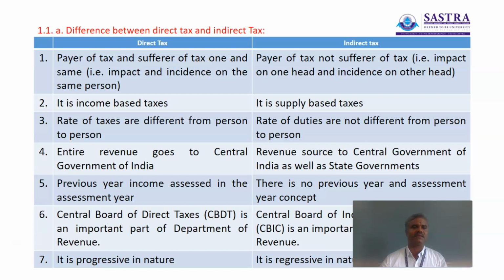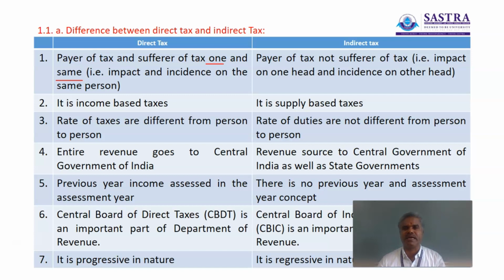In direct tax, the payer of tax and sufferer of tax are one and the same. Take Mr. X, who has income, he has to pay tax. Here he is both payer and sufferer, because he is going to pay tax on his own income. Here the burden is his. He has to pay. His burden is not others' burden.